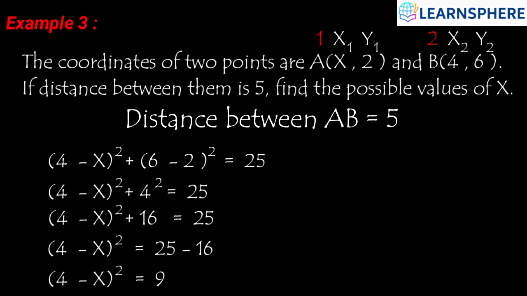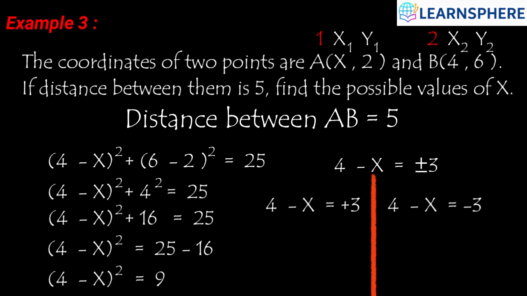Next, we have to get rid of the square. And we can take the square root on both sides. And this will give us 4 minus x equals plus or minus 3. For this question, we can get two values of x. The first equation that we can form is 4 minus x equals positive 3. And the second equation that you can form is 4 minus x equals negative 3.